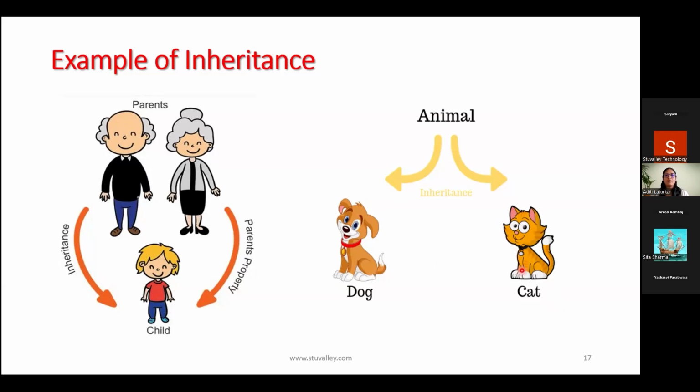So whatever the common properties for dog and cat, we are storing into the animal class, and the specific properties for dog, we are saving into the dog class. Whatever the specific properties for the cat, we are saving into the cat class. So the repetitive code is not going to be repeated. That means it should not waste our memory.